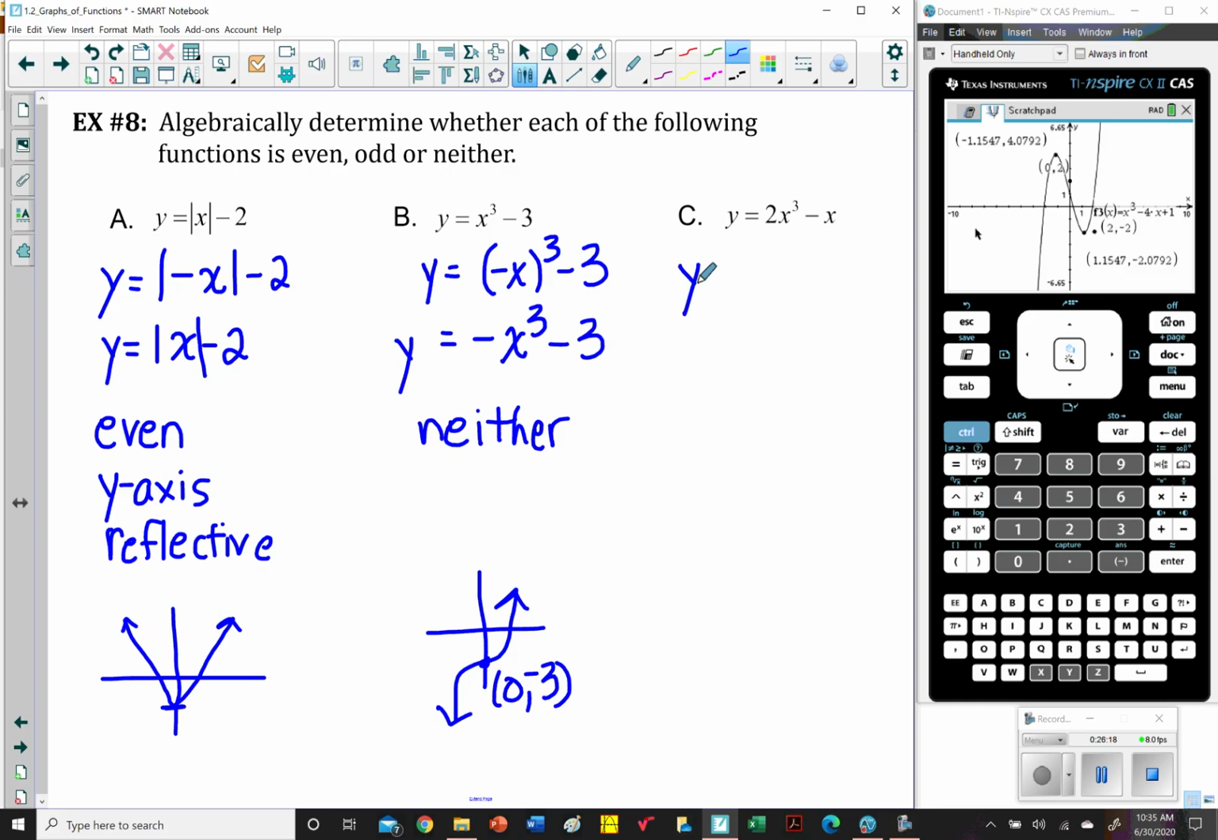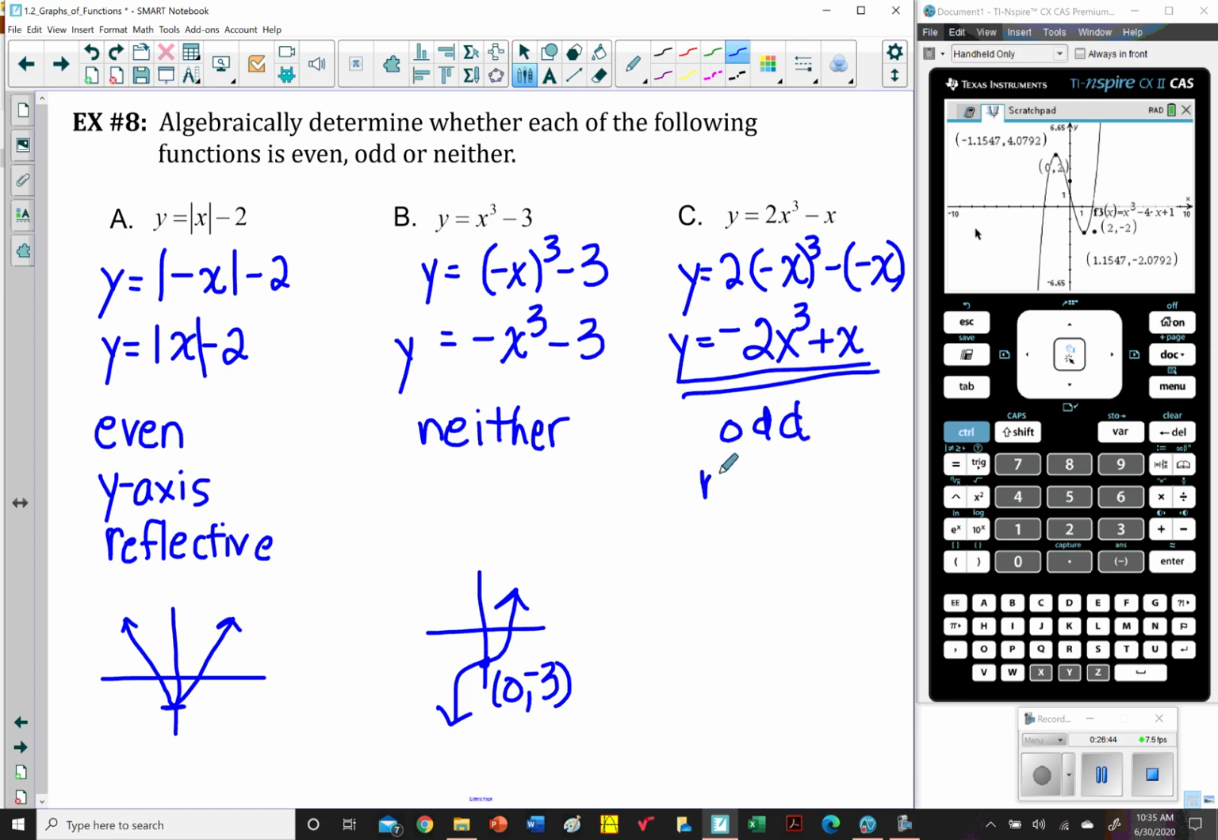And then finally in letter C, if we substitute the opposite of x in both cases and simplify that, we're going to end up with negative 2x cubed plus x. Now, this function is the exact opposite of what we started with when we did our algebraic test. So this is an odd function. It would have rotational symmetry about the origin. It has origin symmetry.